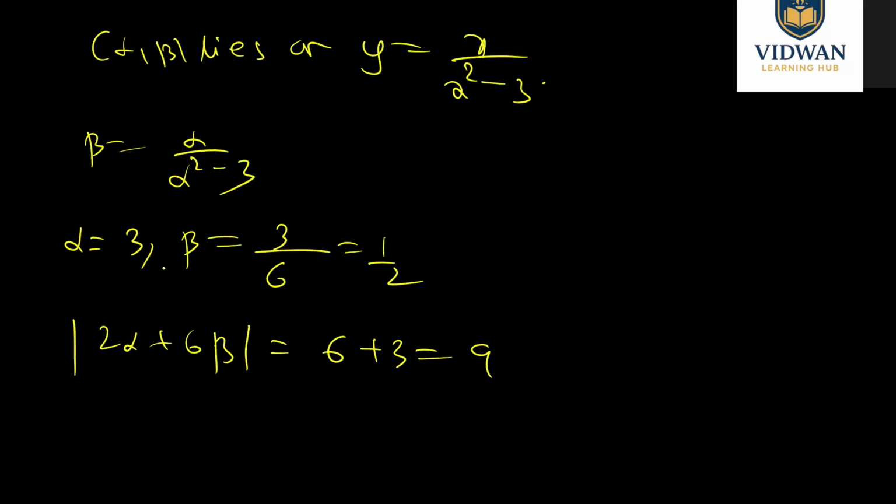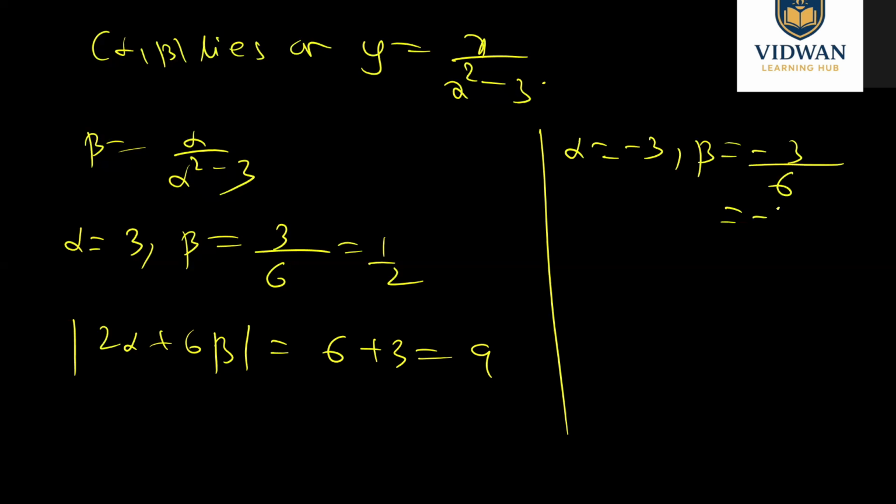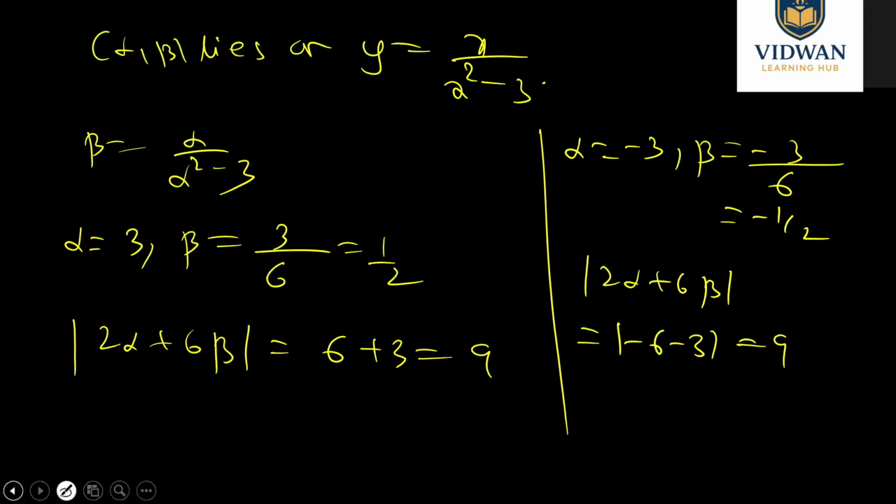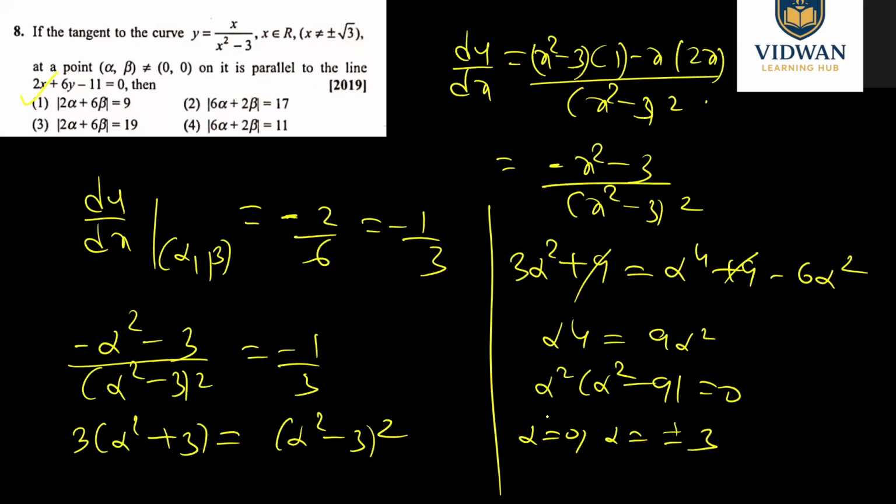So I checked with 3. If you want to check for minus 3 also, you can check because mod is there. I think there won't be any problem with the answer. What happens if alpha is minus 3? Beta will be minus 3 by alpha square minus 3, so this is minus 1 by 2. So again, 2 alpha plus 6 beta when I find out, this is minus 6 minus 3. So mod is there, so both the cases it is 9 only. For alpha equal to 0, beta equal to 0, that option is not there. So we'll rule out this case. Anyway, they mentioned alpha beta not equal to 0 here, so this is ruled out. In the beginning only they mentioned. But for both the other values of alpha, we are getting the same answer, option 1.